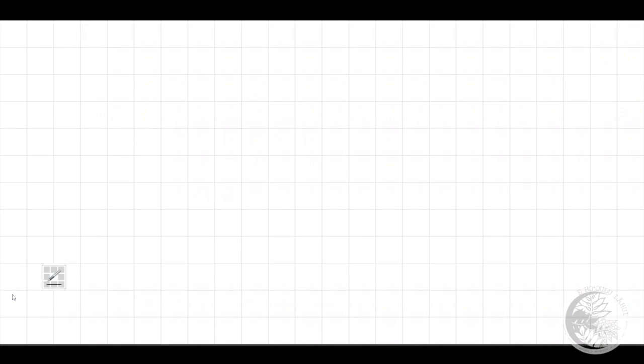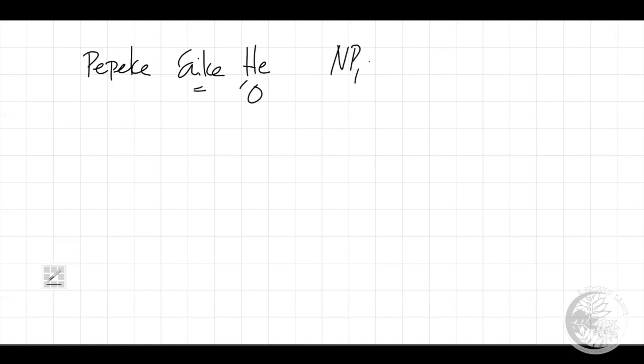Okay, let's do a quick review of the Pepeke ʻAike, He, and the Pepeke ʻAike. And we should kind of realize these are really the same kind of sentences. Yeah, again, there's a focus where you're using one noun phrase to describe a second noun phrase.